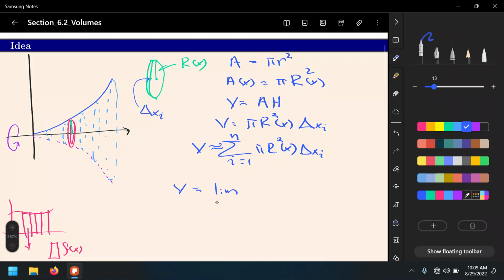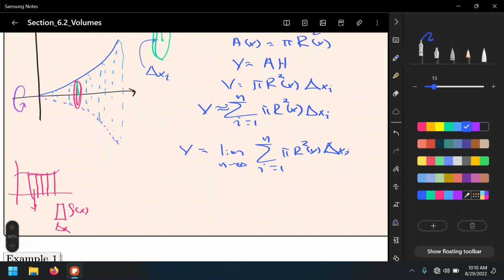If we want the actual volume, not the approximate, then you want to add infinitely many of those tiny volumes. That is, find the limit as n approaches infinity of the sum of every single little volume here. And well, by the definition of Riemann sums, this is nothing other than the integral from a to b of pi big R squared of x dx. Okay, so that's our formula to find the volume of a solid of revolution.